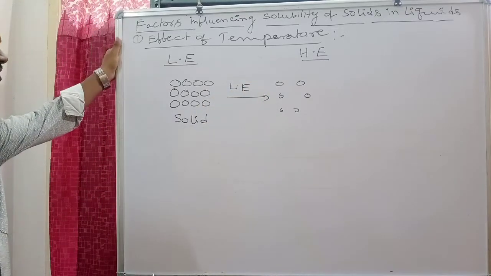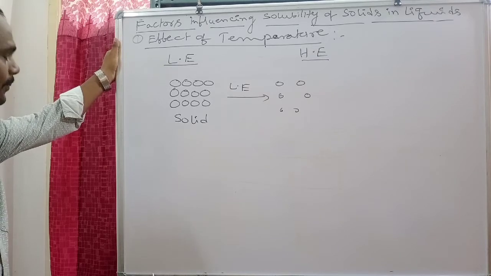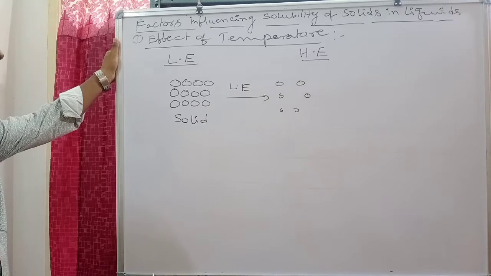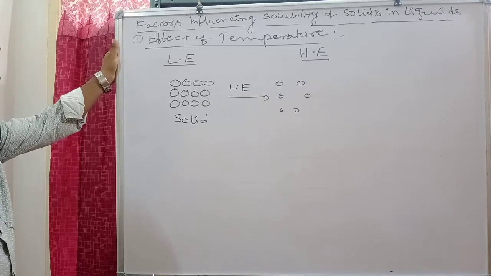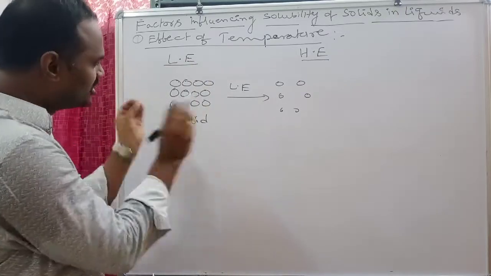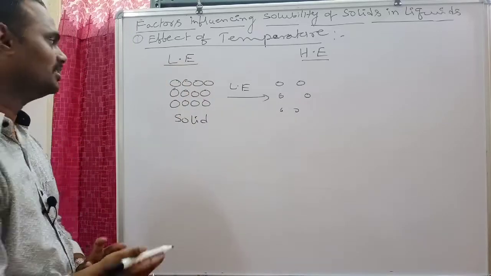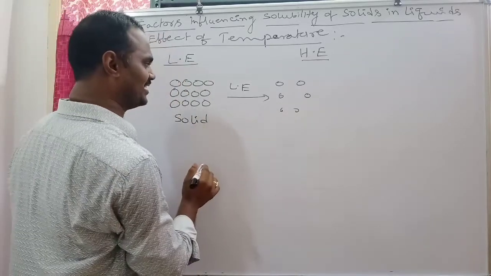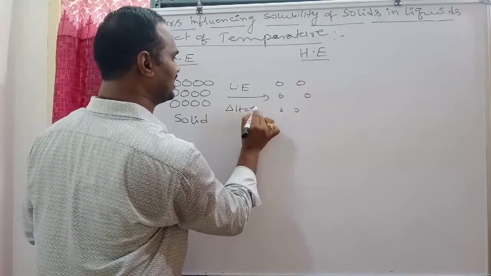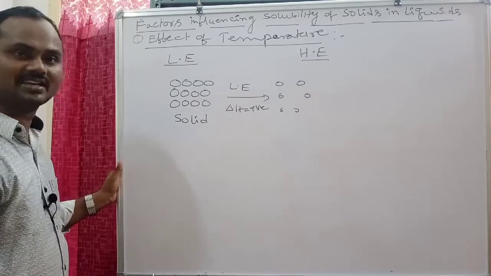The correct definition: the amount of heat required to separate 1 mole of an ionic solid into its constituent positive and negative ions is called lattice energy. For 1 mole of solid to dissociate into its ions, how much energy is required? That is lattice energy. So this dissociation process is an endothermic process. Here delta H is positive. For this process to take place, energy is required.